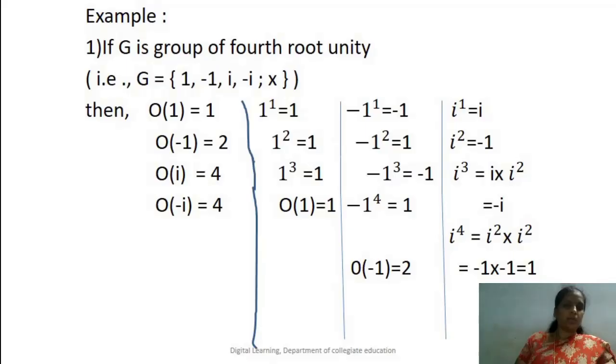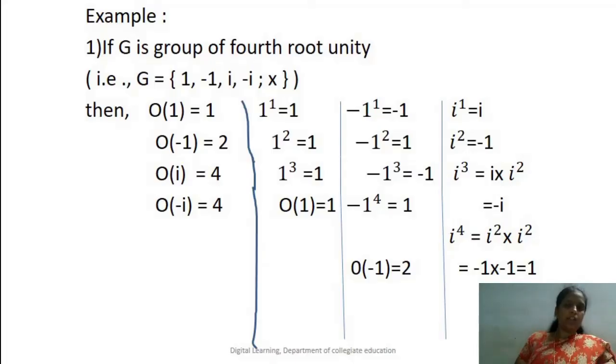1 to the power 1 is 1 into 1, which becomes 1. Next is 1 squared, that means 1 into 1, multiplying 1 twice. What is the answer? It becomes 1 again.